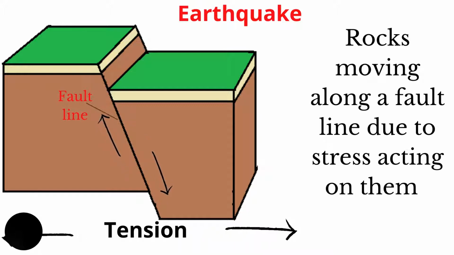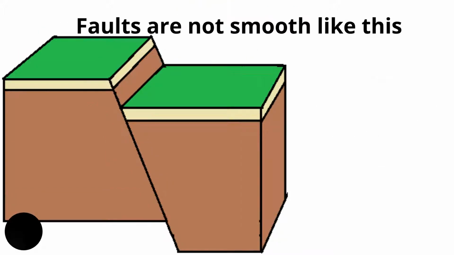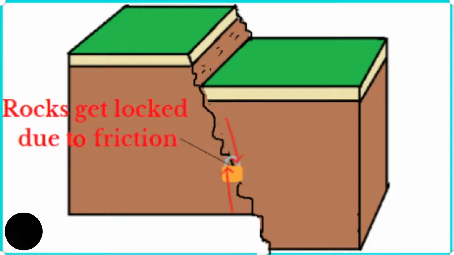So let's consider a situation where we have a normal fault, bearing in mind that it's not the only type of fault that can result in earthquake. So let's say we have a normal fault. Remember, tension is acting on the rocks, causing the footwall to move up relative to the hanging wall. What happens is that even though this diagram is showing that the fault plane is smooth, in reality, the fault plane is not smooth.